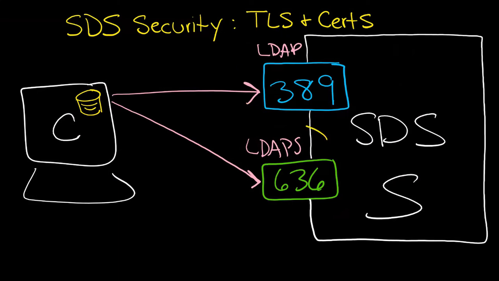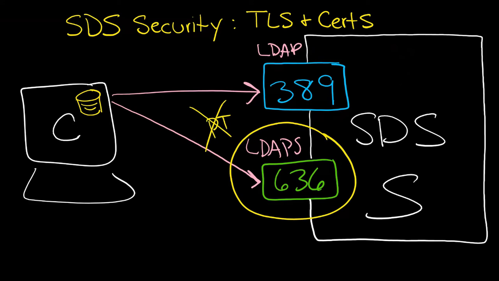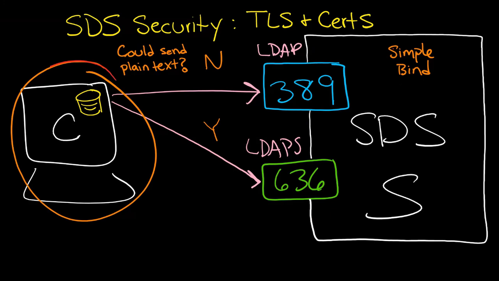And of course, if you've enabled 636, then no plain text will possibly go into that port. So this comes down to how much do you trust your clients? Could your clients at some point, any client ever send plain text? If the answer is no, then 389 is probably fine. But if it's more realistic that that answer is a yes, then 636 is probably better.